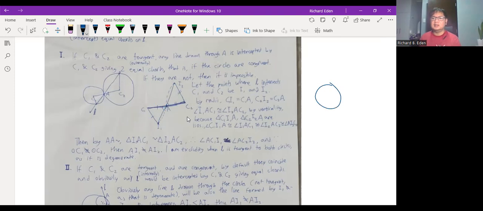So suppose these are the two circles, and this is okay. Bear with the figure. It doesn't matter how you draw the line. This and that will be equal.